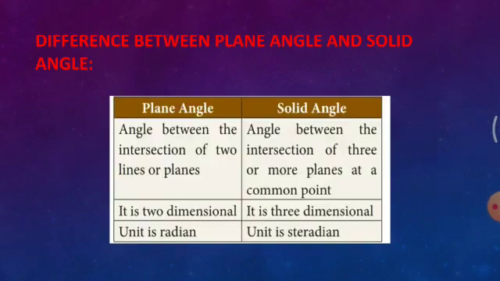What is the difference between plane angle and solid angle? Plane angle is the angle formed between the intersection of two lines or planes. Solid angle is the angle between the intersection of three or more planes at a common point. Plane angle is two-dimensional. Solid angle is three-dimensional. The unit of plane angle is radian and the unit of solid angle is steradian.